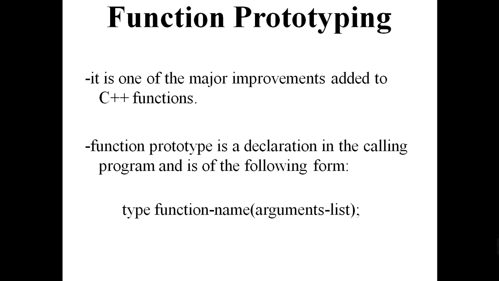Okay, one example. The function name is volume. Before the function name, write the return type, that is float volume of the arguments int x, float y, then float z. So these are all the arguments, declared independently inside the parentheses. That is the argument list inside the parentheses. Well, this is known as function prototyping. So function prototyping, simply we call it a declaration in the calling program. Okay, next.